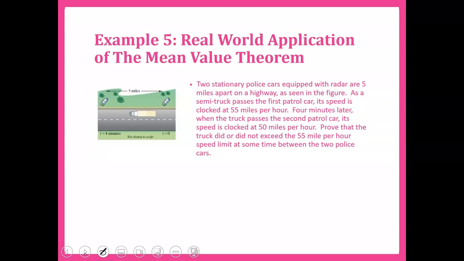Two stationary police cars equipped with radar are 5 miles apart on a highway, as seen in the figure. As a semi-truck passes the first patrol car, its speed is 55 miles per hour. So, at point A, f of A, so to speak, we'll say that this is represented by (0, 55), because that's at the first police officer and the speed.